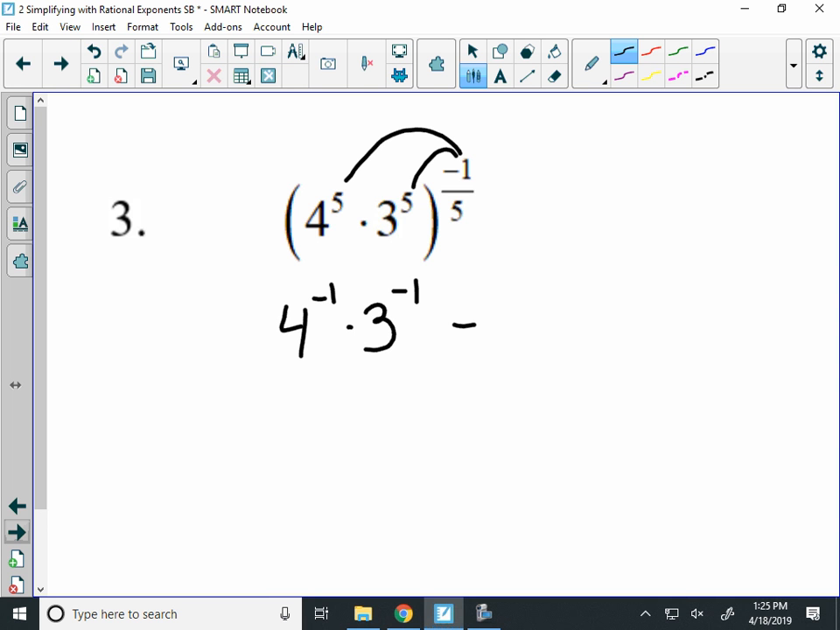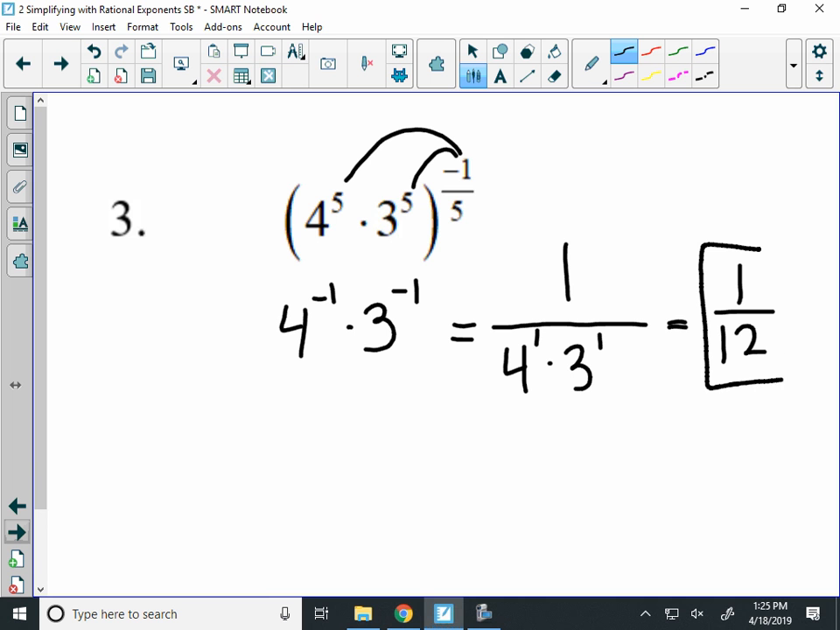Now, what happens with those negatives? They go under the fraction. 1 over 4 to the 1st times 3 to the 1st. And all I have to do is simplify, which is 1/12. Yeah, that worked out okay. Let's try another one.